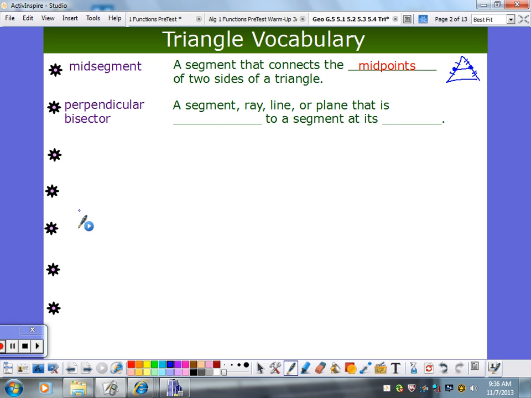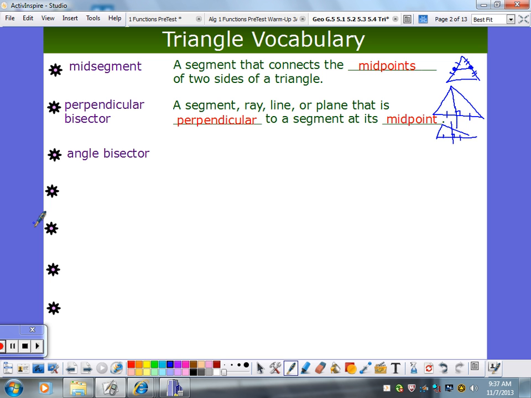A perpendicular bisector. It's a segment, ray, line, something that is perpendicular to a segment at its midpoint. So here's my triangle. It's a line or a segment. It's perpendicular and it bisects it. Now if you extend this, it may or may not hit that vertex. So maybe it's over here. It doesn't necessarily hit the vertex on the other side. That's a perpendicular bisector. What else do we have?